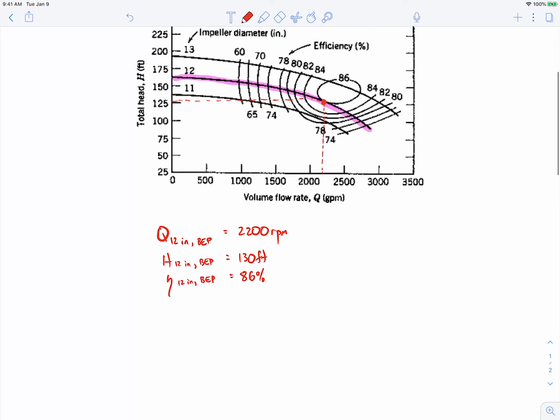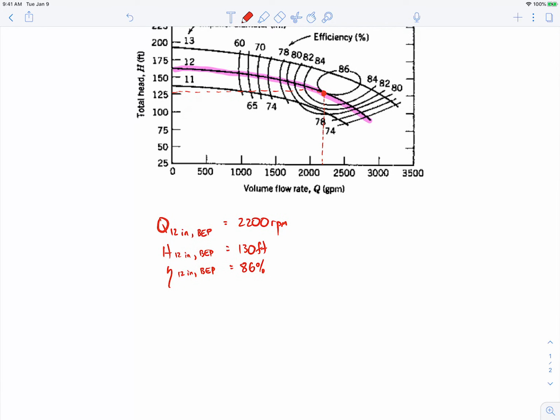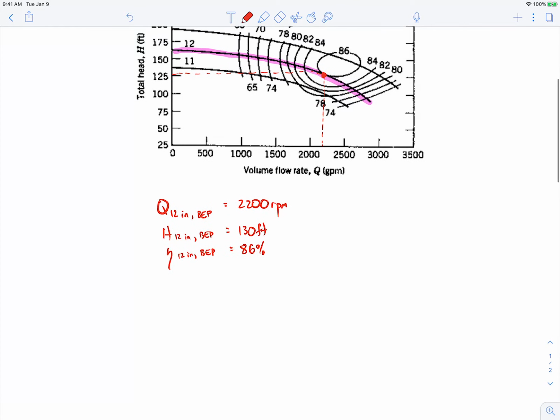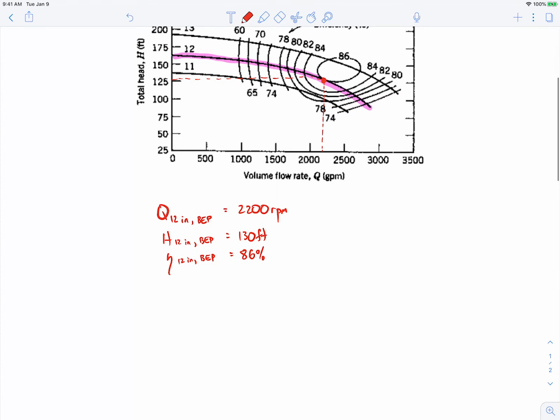Okay, now we're going to go ahead and use some scaling to predict what the volumetric flow rate and head rise will be for the 11 and 13-inch impellers. So the scaling rule that we derived in one of the lectures is that the volumetric flow rate at the new impeller diameter is the original volumetric flow rate multiplied by the new diameter divided by the old diameter raised to the cubic power.